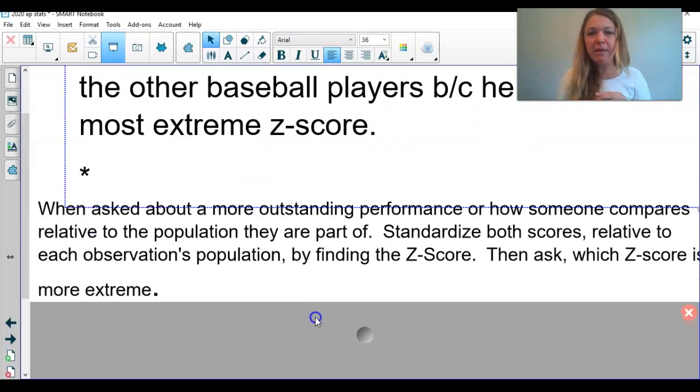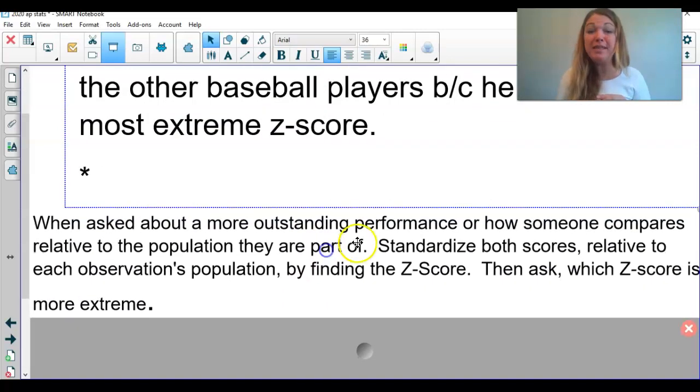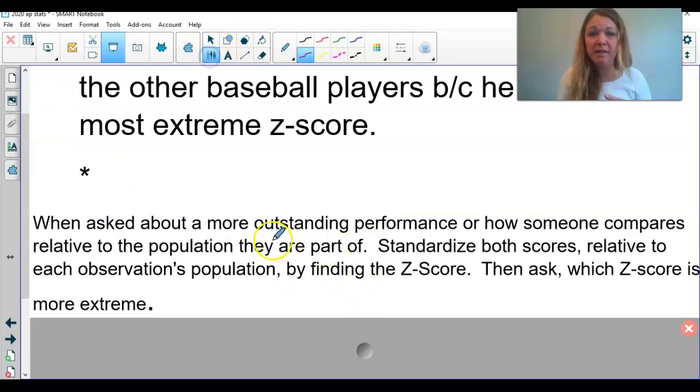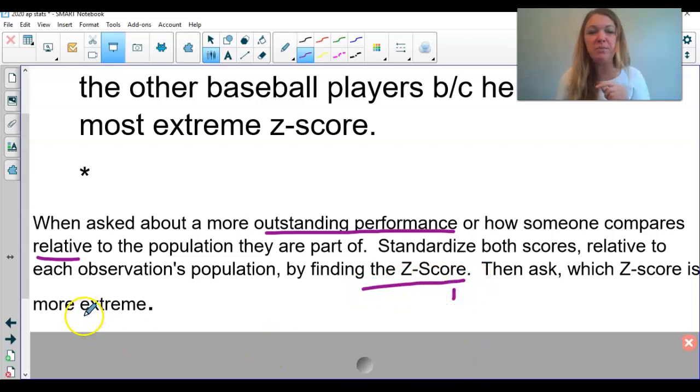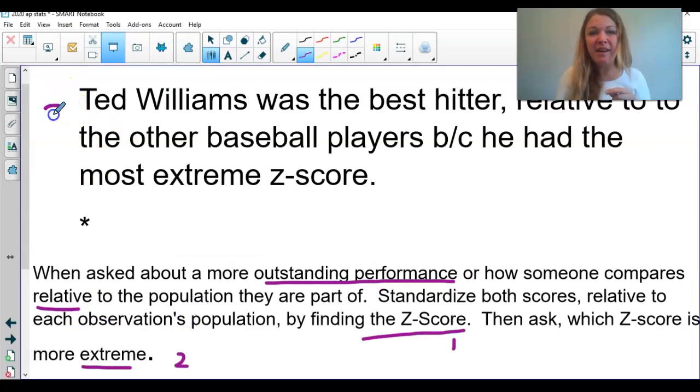Okay, so let's sum this up. When asked about a more outstanding performance, or how someone compares relative to the population they are part of, what do you need to do? Standardize both scores relative to each observation's population by finding the z-score first. Then ask which z-score is more extreme second. Then we can summarize it in context.